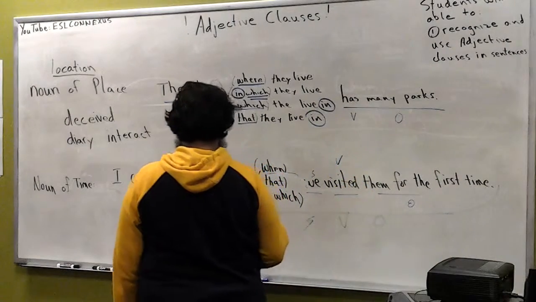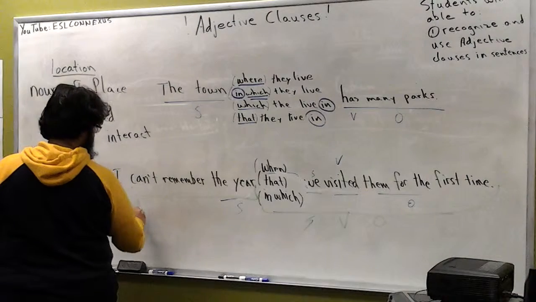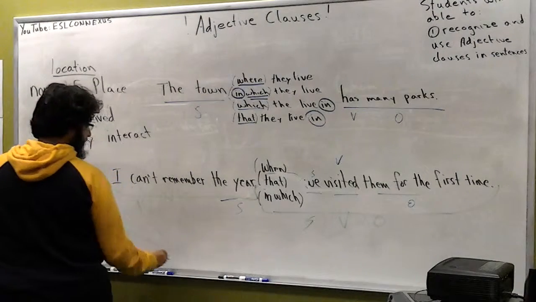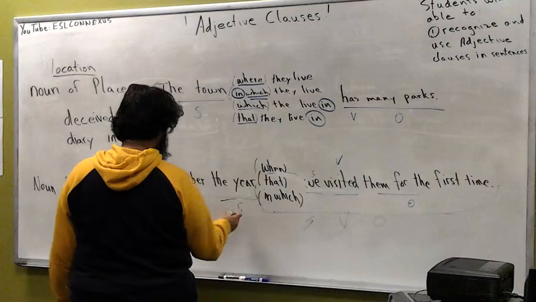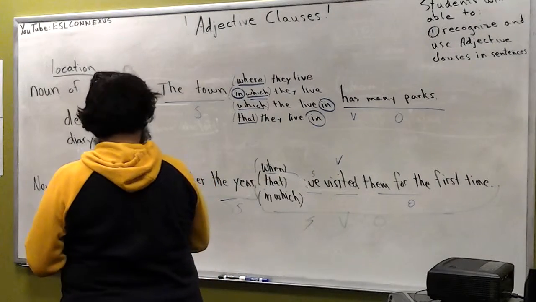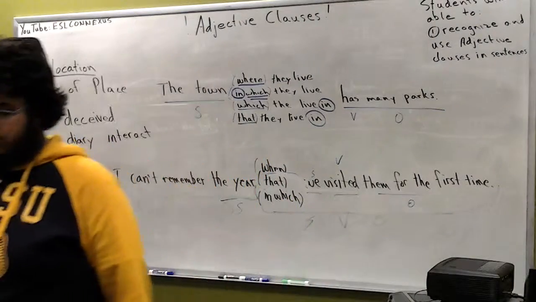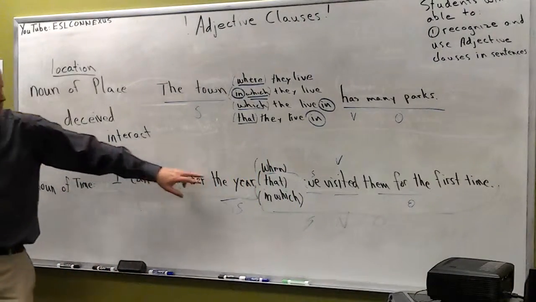Okay, how about on the other side? Where's the subject, verb, object? Subject, verb, all this, and this is the object. All of it's an object. You guys with me? You okay? Yes. Good job, Mohammed. Thank you. So, hey, listen. Here's the point. I cannot remember the year.